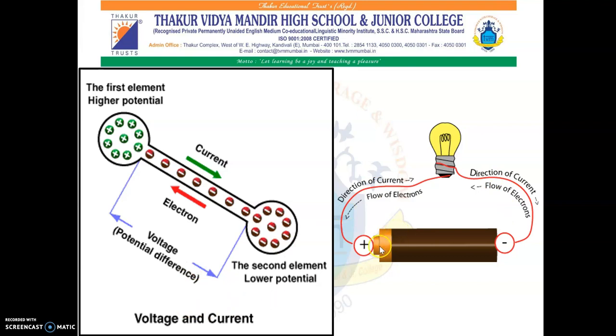Since like charges repel and unlike charges attract, positive charge is repelled from the positive terminal and moves towards the negative terminal, whereas the negatively charged electrons are attracted towards the positive terminal. So they are moving from negative to positive terminal. And that's why the current flows from positive to negative, because of the direction of the flow of positively charged protons.